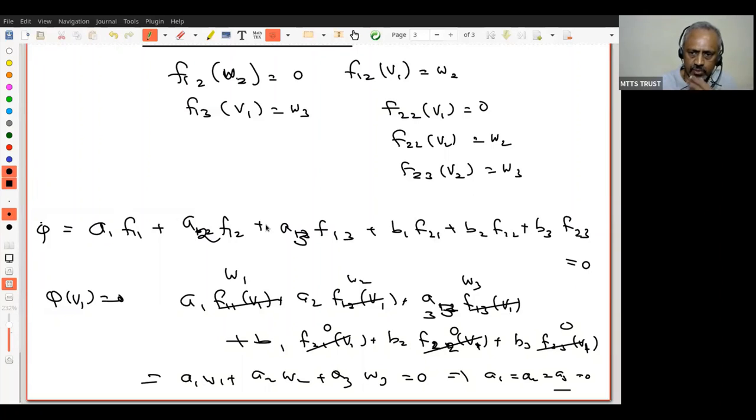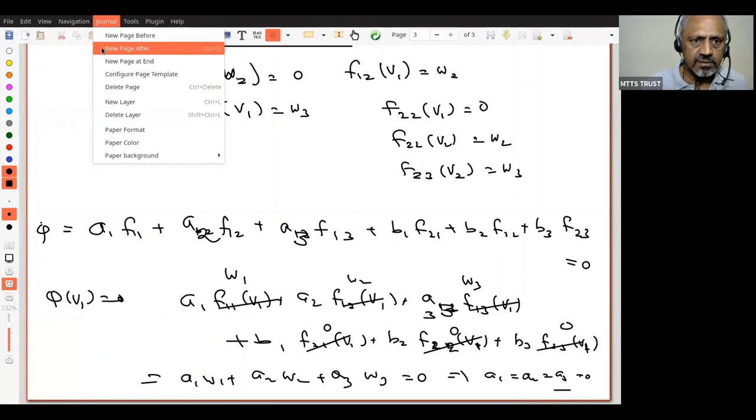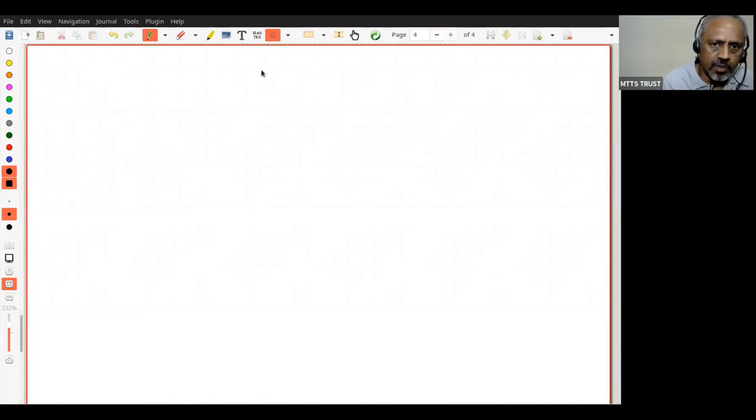And similarly, you can show, now let it act on v2, then f11 acting on v2 will be 0, f12 acting on v2 will be 0, f13 acting on v2 will be 0, whereas this will map it to w1, this will map it to w2, this will map it to w3. So b1 w1 plus b2 w2 plus b3 w3 is 0. Therefore, b1, b2, b3 are also 0. So I have proved this is linearly independent. So please make sure you understand this so that you will go faster. So pause, review and proceed.